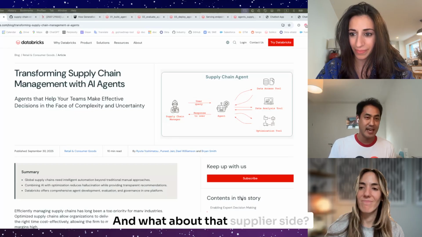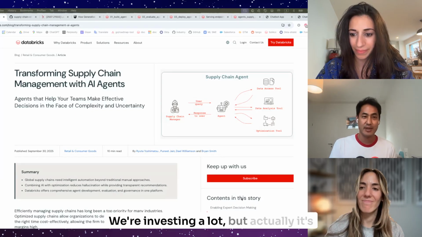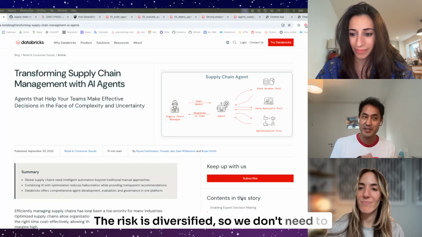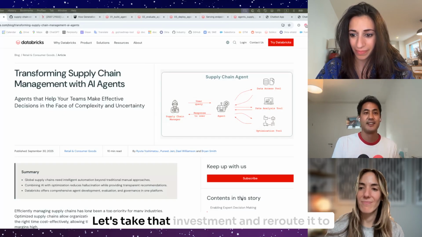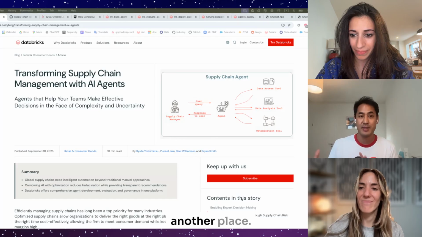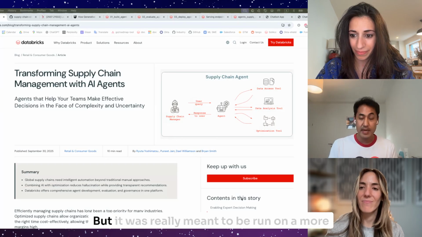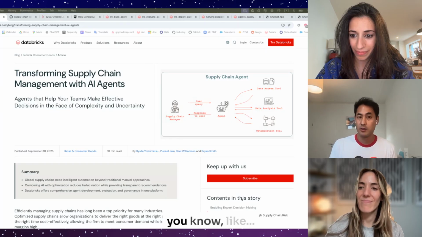And what about that supplier side? We're investing a lot, but actually the risk is diversified, so we don't need to spend so much money. Let's take that investment and reroute it to another place. That was the whole idea of the stress testing of supply chain, but it was really meant to be run on a more strategic scale.